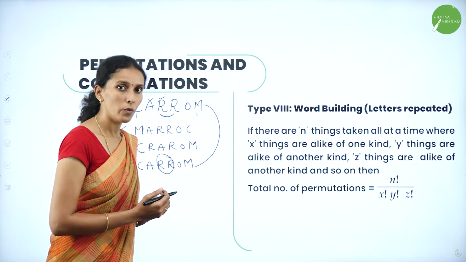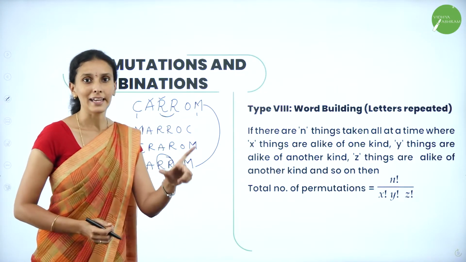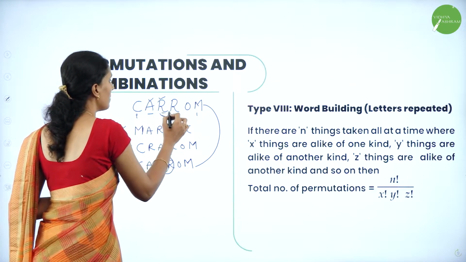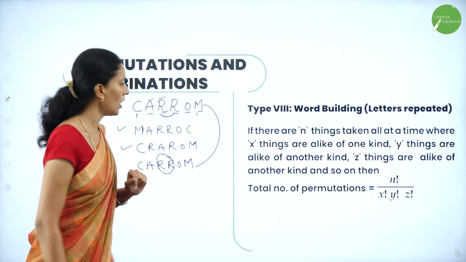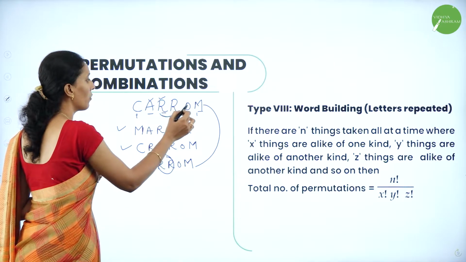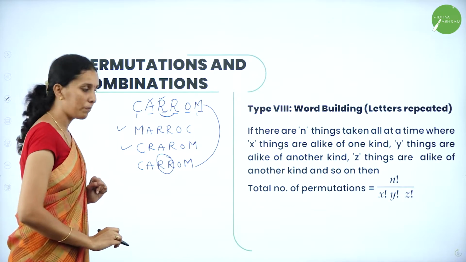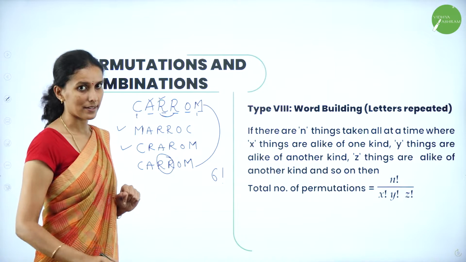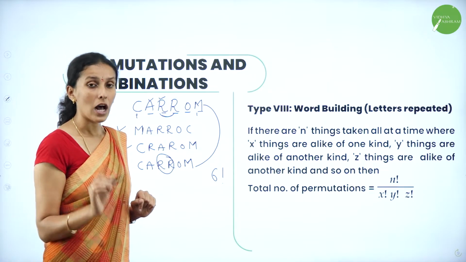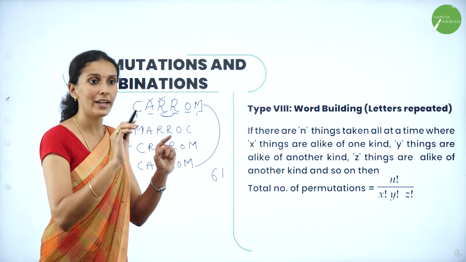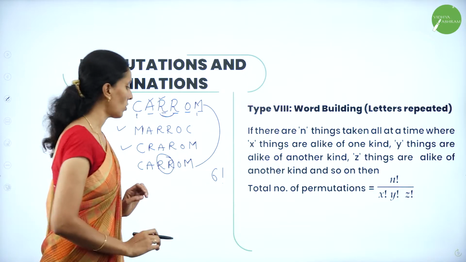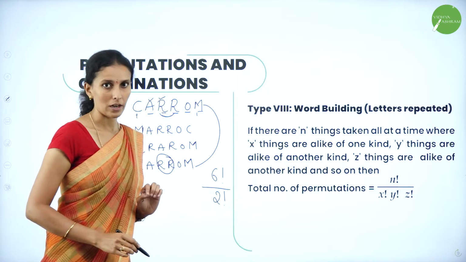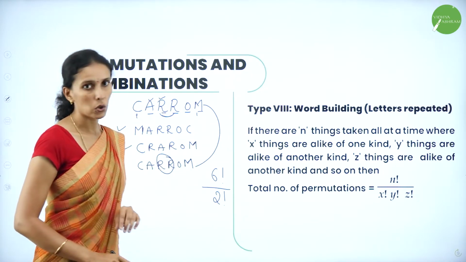So how will we remove it? By the number of times the letter is repeated. Suppose if CARROM is of different letters, how many letters do we have? 1, 2, 3, 4, 5, 6. So what is the total number of permutations? We would have written 6 factorial in 6 different places. But since R is repeated 2 times, we cannot take it in count. So therefore, we should divide it by 2 factorial.